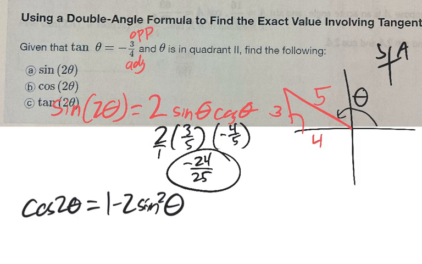Wait, which one do you like better, that one or 2 cosine squared minus 1? It just depends. For this one, it wouldn't matter. It would depend on what I was given. If I was given tangent, well, none of them deal with tangent, so it really doesn't matter.